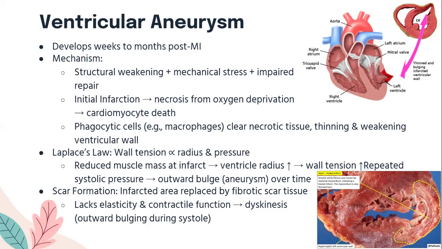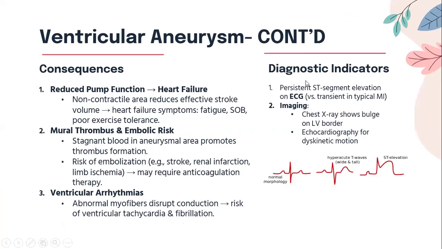Next, we're going to look at the consequences of the left ventricular aneurysm. So we have to understand exactly what we're talking about when we mention the consequences. While a true ventricular aneurysm does not usually rupture because it is contained by fibrotic scar tissue, it can lead to several severe complications due to the altered dynamics and electrical activity of the heart.